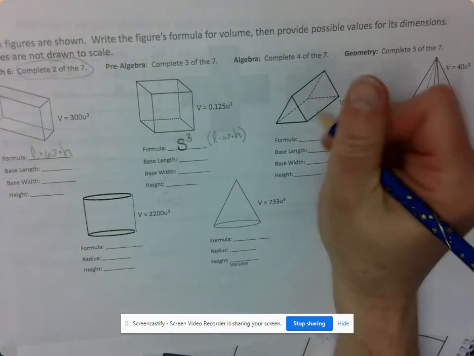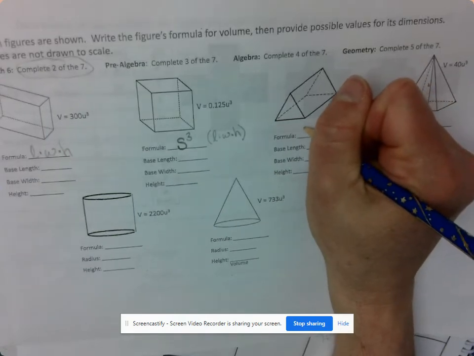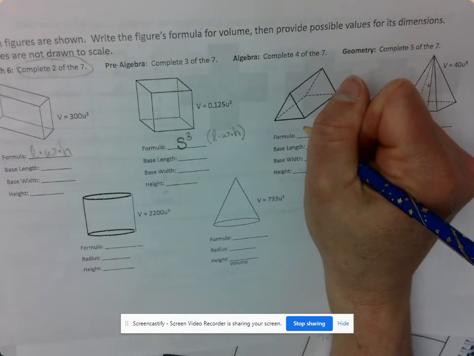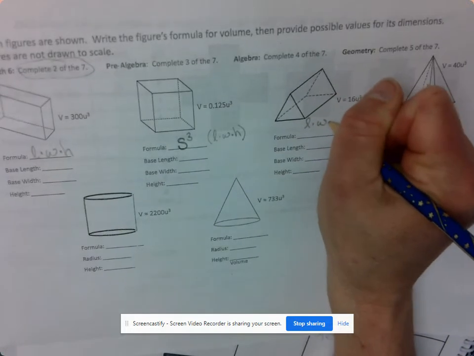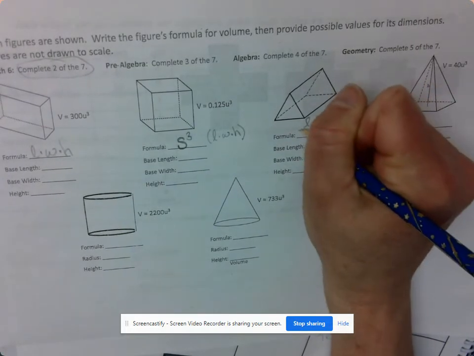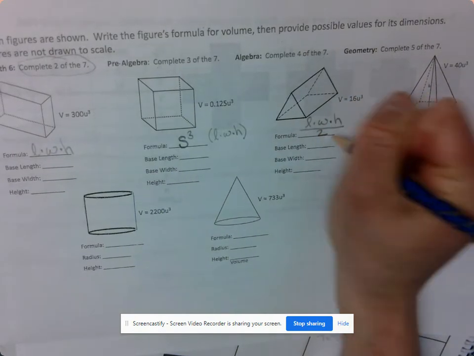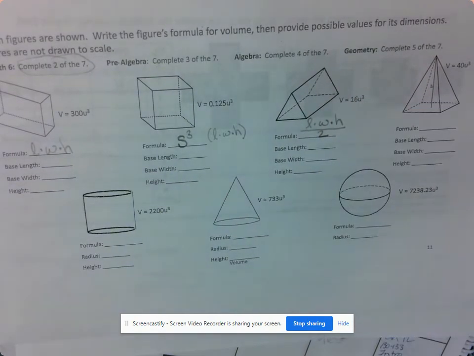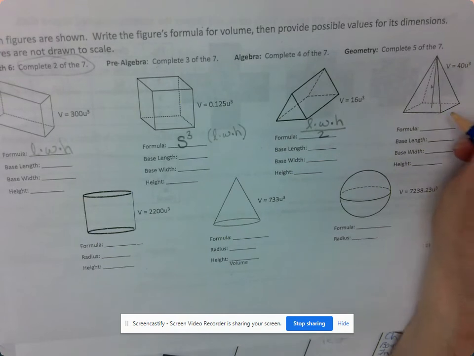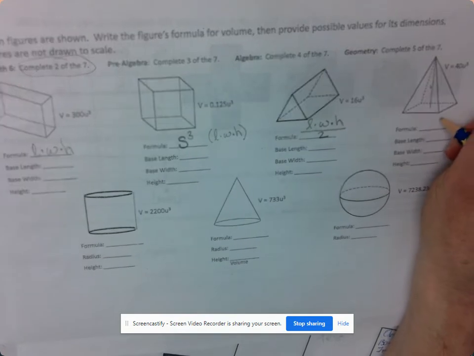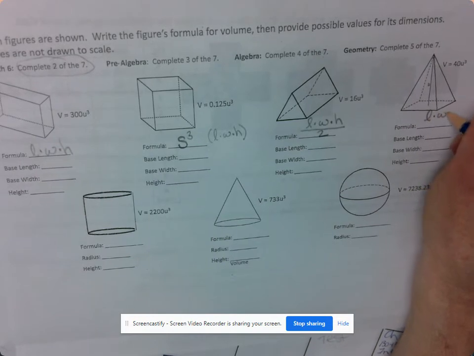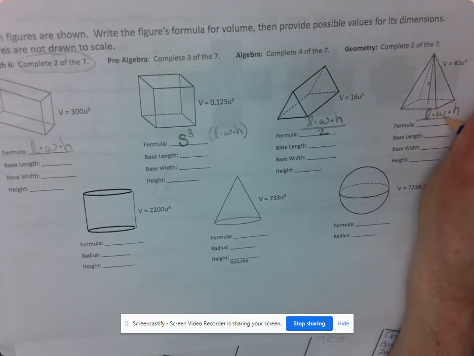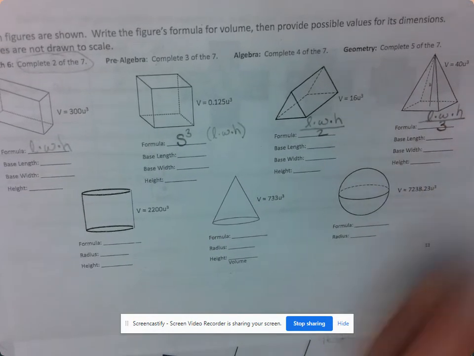What about our triangular prism? Who remembers? It's like our rectangular prism with length times width times height, but because it's triangular, we divide by 2. What about our pyramid? Length times width times height divided by 3.